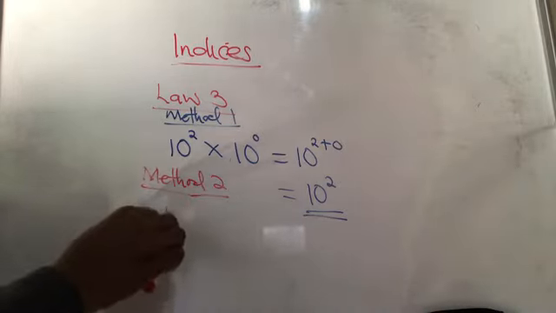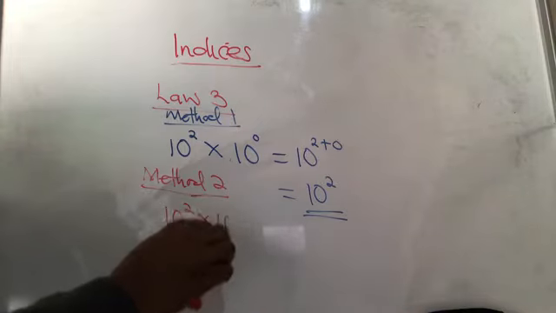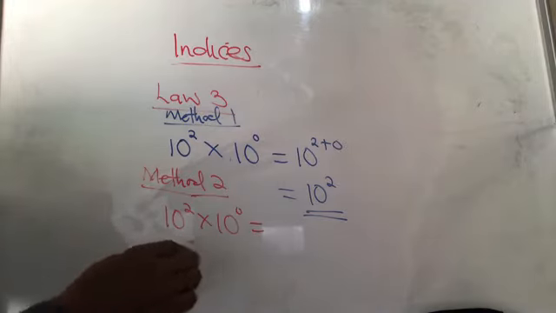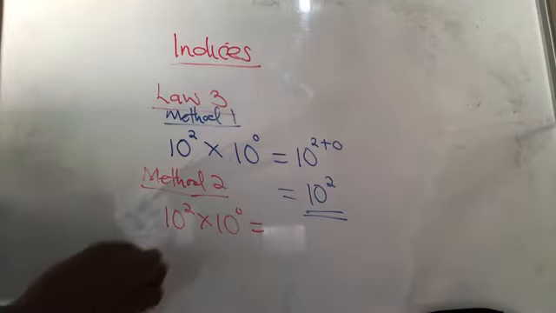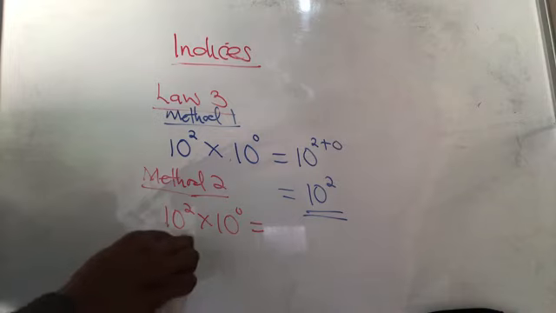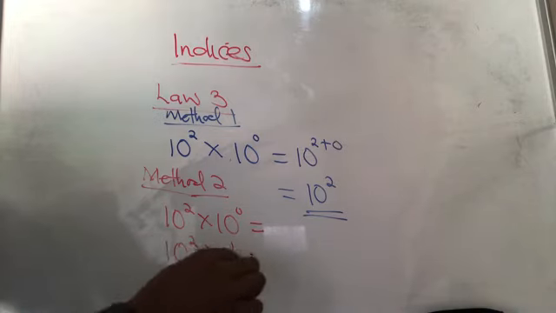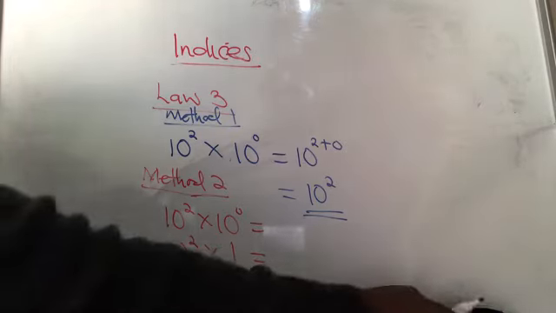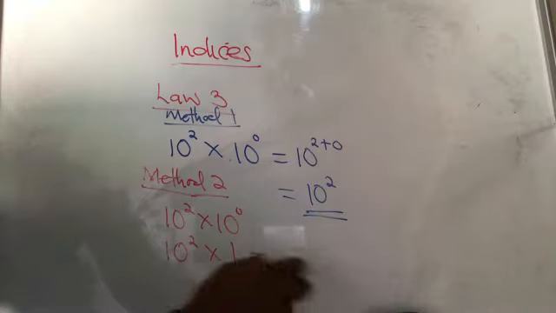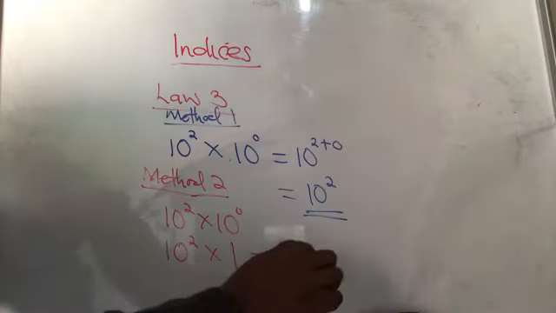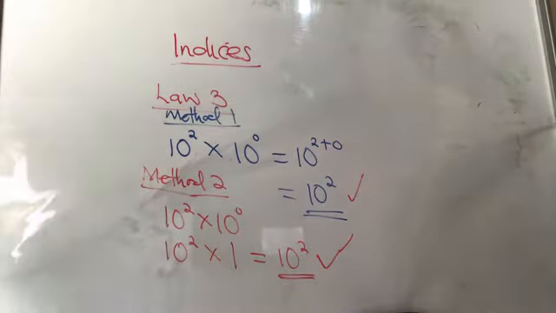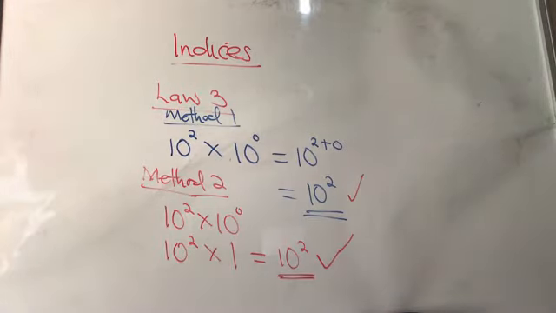So 10 to the power of 2 multiplied by 10 to the power of 0. I'm going to acknowledge that 10 to the power of 0 is 1. So I'm going to rewrite it again by saying 10 squared multiplied by 1. And we know whatever number we multiply by 1 remains that number. So the answer to that now will be equal to 10 squared, which is the same as this and that. Same thing. So it's just an alternative route, but it will give us the same answer.